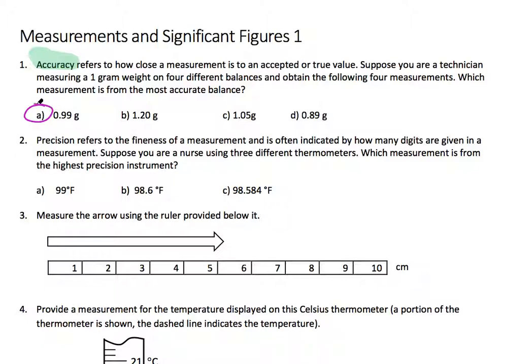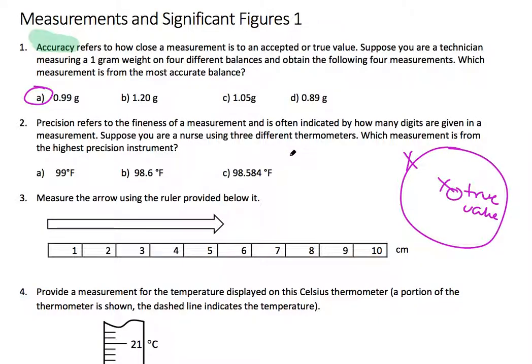That's the closest one. So I think of this sort of like target practice. You have a bullseye, and you're throwing darts at this, and let's say that the bullseye represents your true value, and when you throw a dart and it's close to the true value, then you would say that's accurate, or it's more accurate than if you threw a dart and you got out here. So this is less accurate because you're farther from that true value.